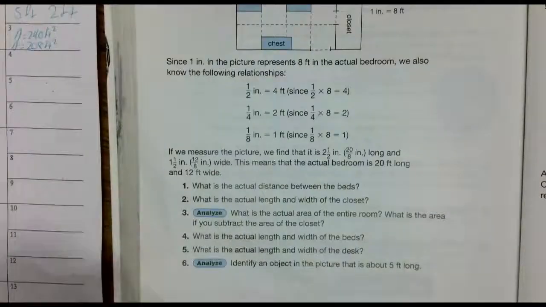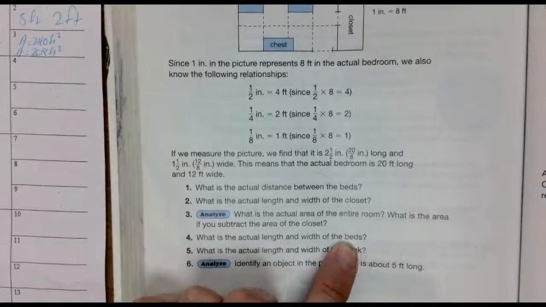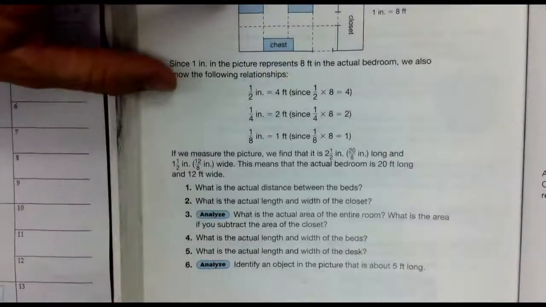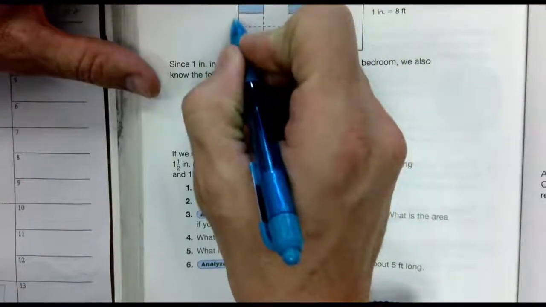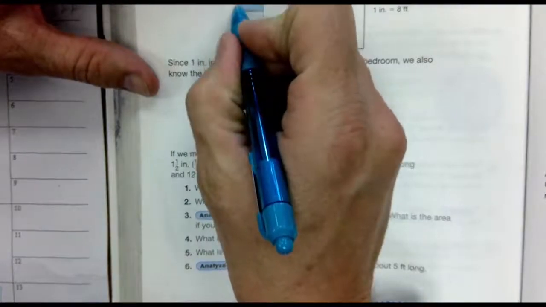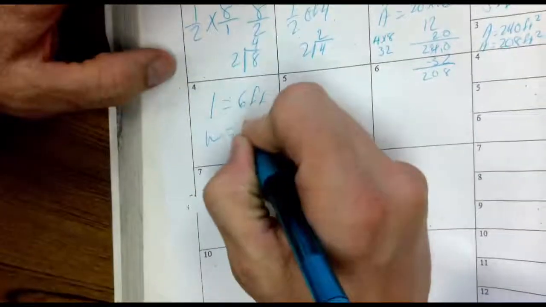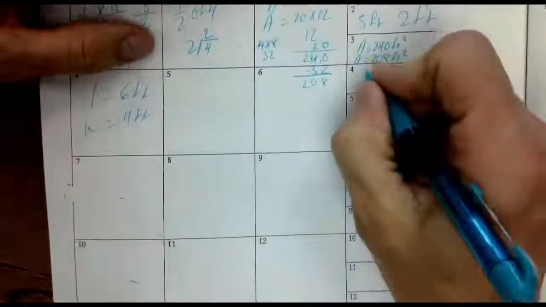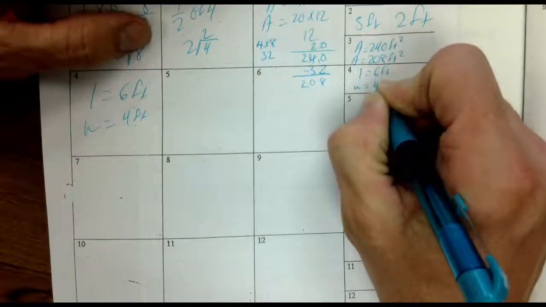Number 4. It says, what is the actual length and width of the beds? Well, the length of the bed is one group of 4 and a half a group of 4. So 4 plus a half of 4, which is 2, would be 6. So the length is 6, and the width is one of these ticks, which is 4. So we got length equals 6 feet, and width equals 4 feet.